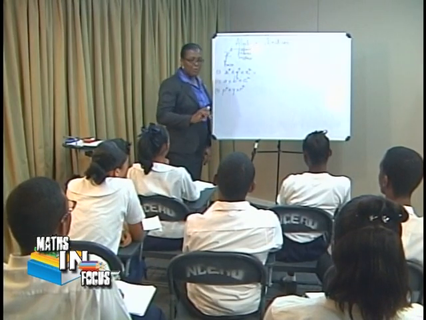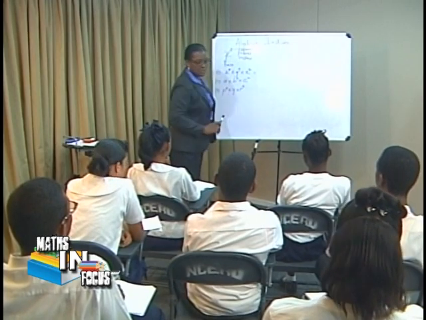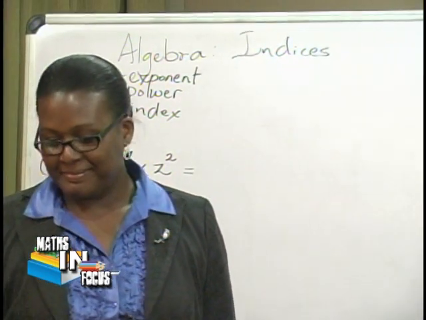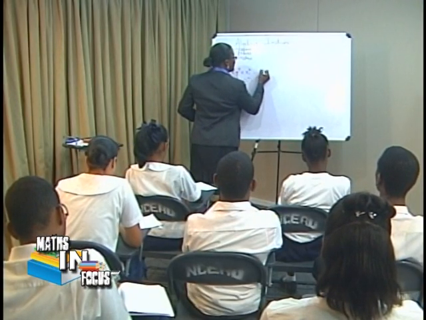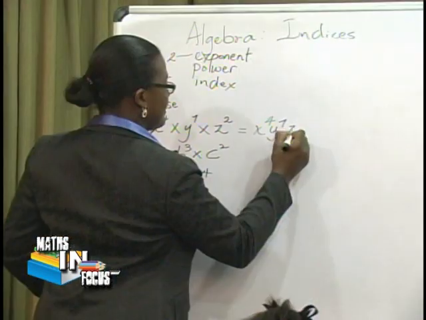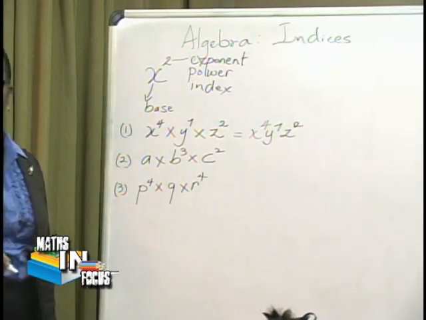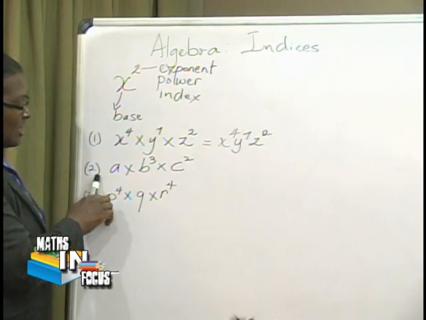Good. Now I want you to simplify number 1. Let me see what your answer is going to be quickly. What did you write? X to the 4th power, y to the 7th, z to the 2nd. Did you get it, Juliana? Yes. What about you, Lisa? Yes. Good. Try number 2 for me.